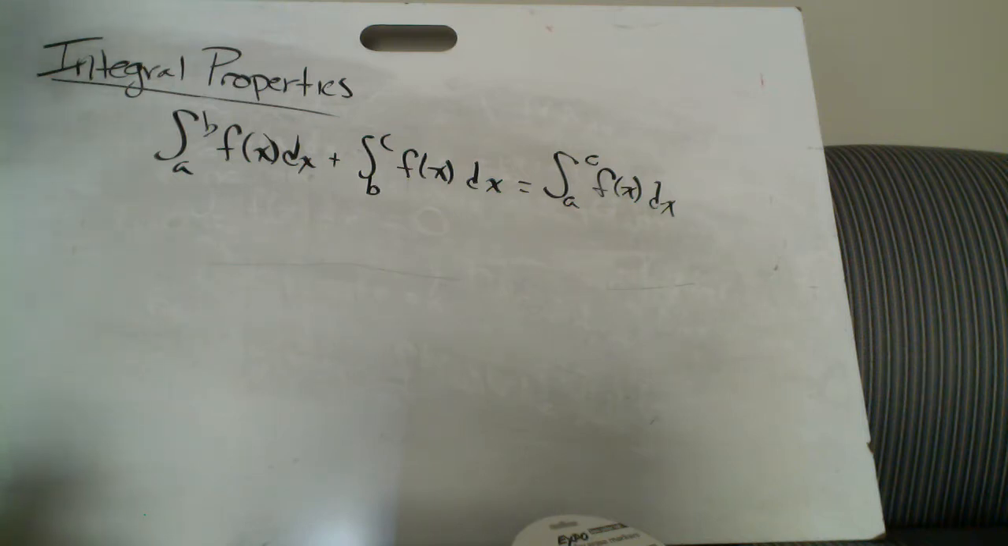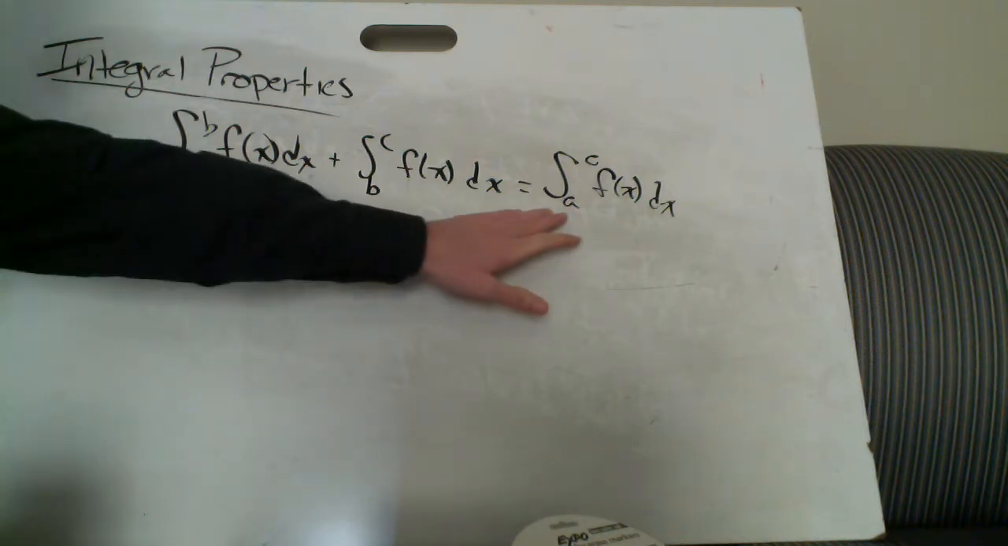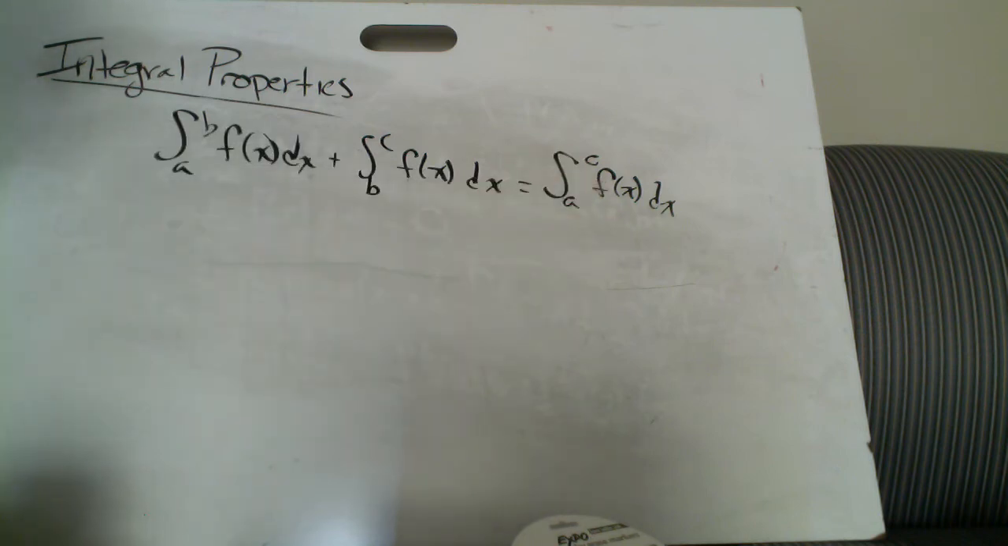Similarly, I could use this property in reverse. If I had an area from a to c, I could split it apart to a to b plus b to c, which occasionally will be quite helpful when shapes get a little weird or wonky, or if I have a piecewise function, things like that. So this is good to know both ways.